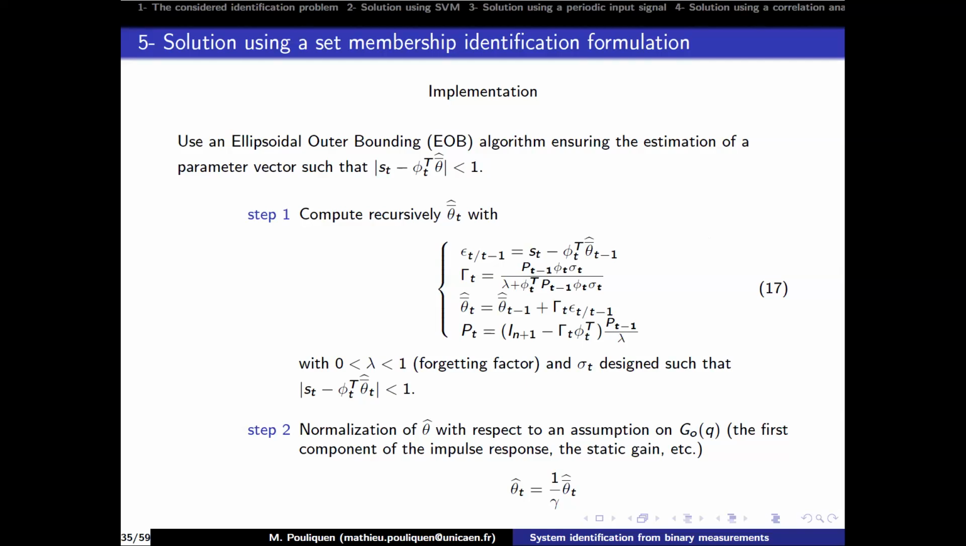a least square algorithm, but there is only a variant on the sigma parameter. I don't give the expression of sigma. It's not interesting, but it is used in order to constrain the error between 1 and -1. This is the first step, just a well-known algorithm. And in the second step, finally, you normalize your solution.